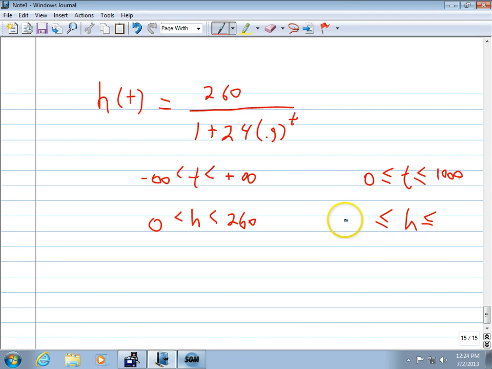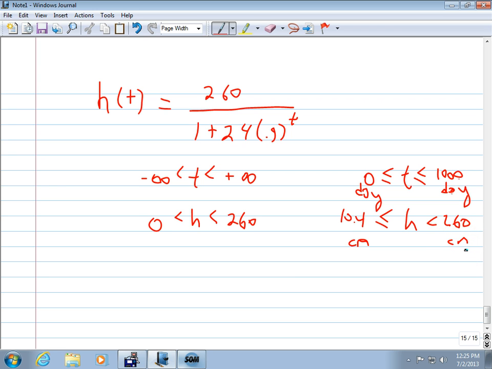H is between, what was it at t equals 0? 10.4 centimeters, right? This is days. Day 0, day 1,000, right? This is centimeters. And then it actually doesn't hit 260, so I still have to keep this as an open interval here. So up to not quite 260, but damn close to 260 centimeters.